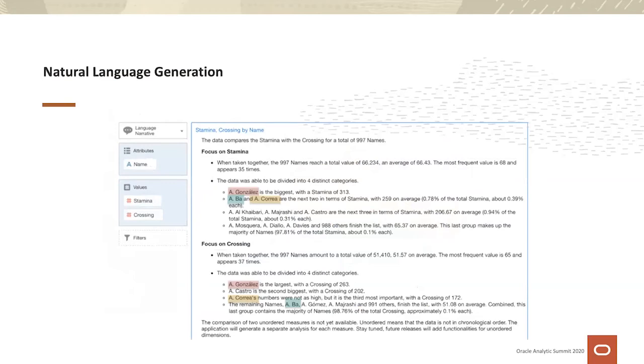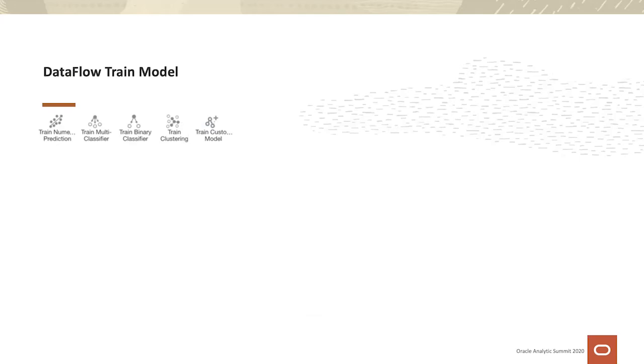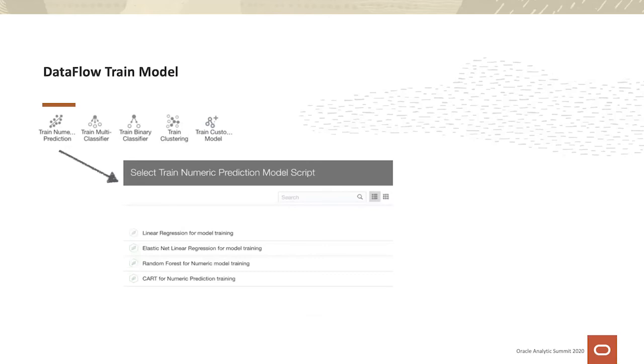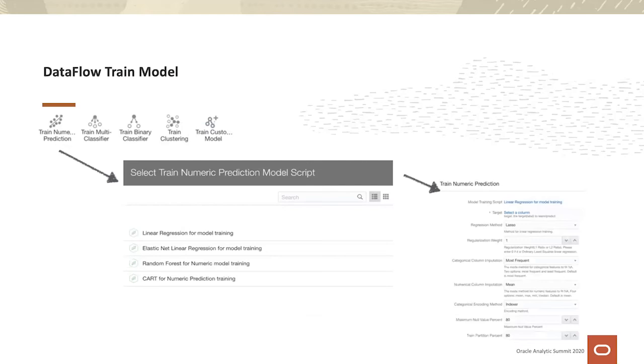What if I want to build something more specific? What if I want to choose which algorithm and which parameters I want to use to create a machine learning model? Well, I can do that again with Dataflow. Dataflow has an option to do more machine learning model training. I just need to select which type of problem I want to solve between numeric prediction, multi-classifier, binary classifier, or clustering. Then once I select the type of problem, I can select which algorithm I want to use in order to solve it. Once I select the algorithm, I can also select the parameters.